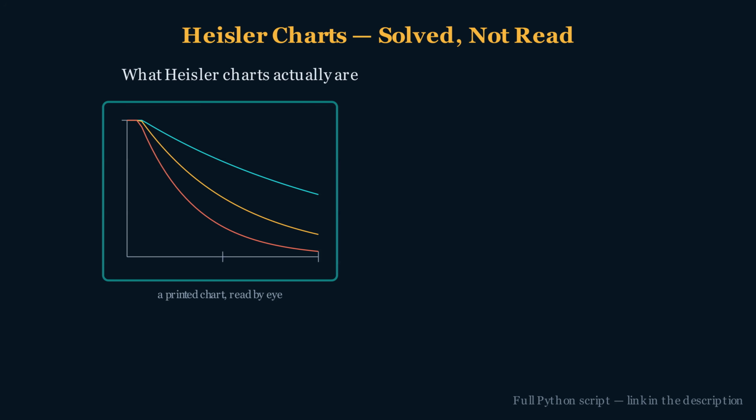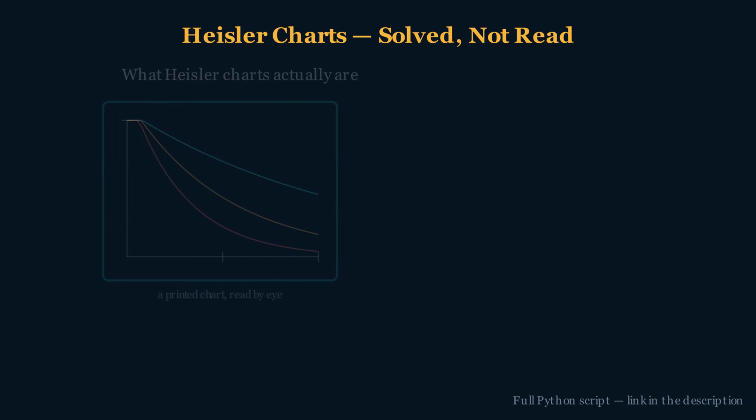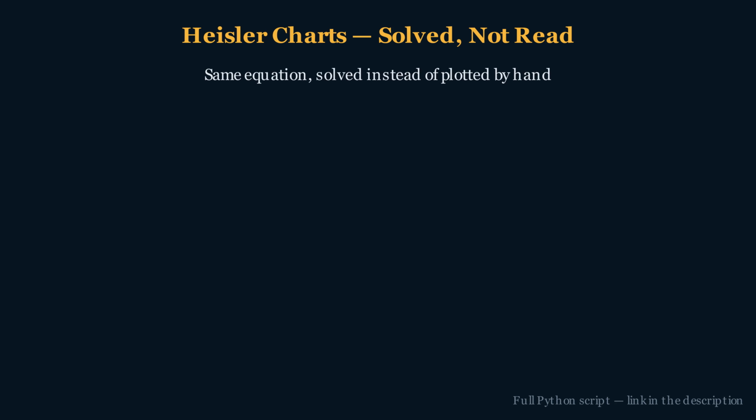Before everyone had a computer on their desk, engineers solved the one-term approximation by reading it off a graph, a Heisler chart. One chart gave the midplane temperature versus Fourier number, for a family of curves, one per Biot number. A second chart corrected for position off the midplane. A third gave total heat transferred. Every one of those charts is just a picture of the same equation we derived, lambda tan lambda equals Bi, combined with the one-term formula. We don't need the picture, we can solve the equation directly.